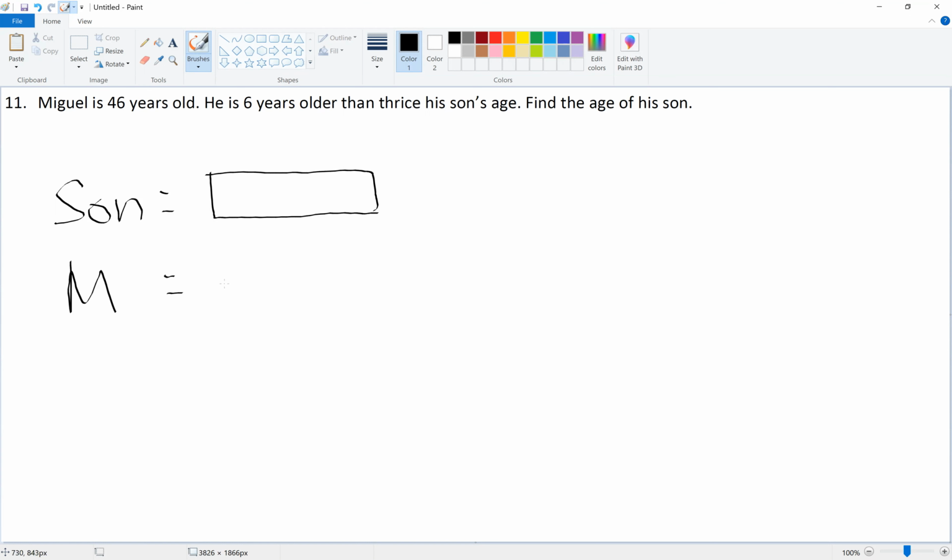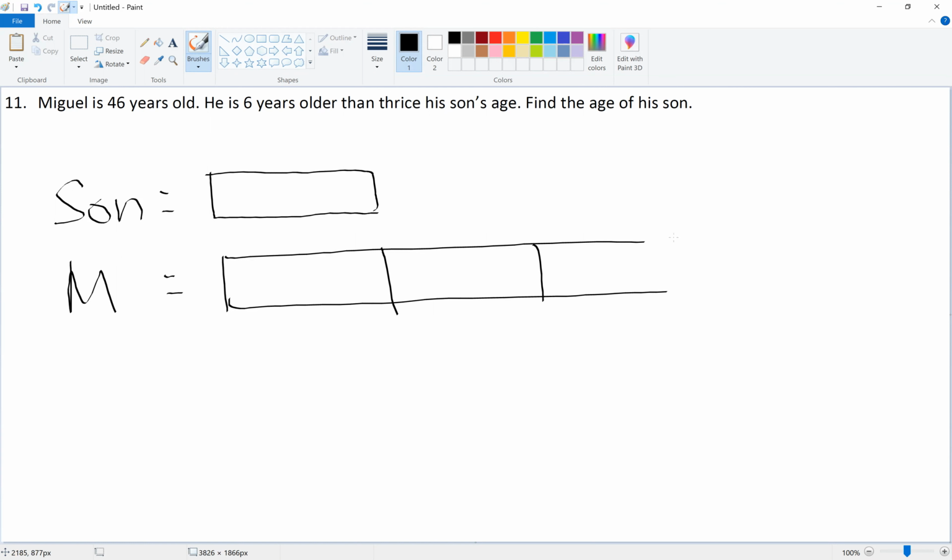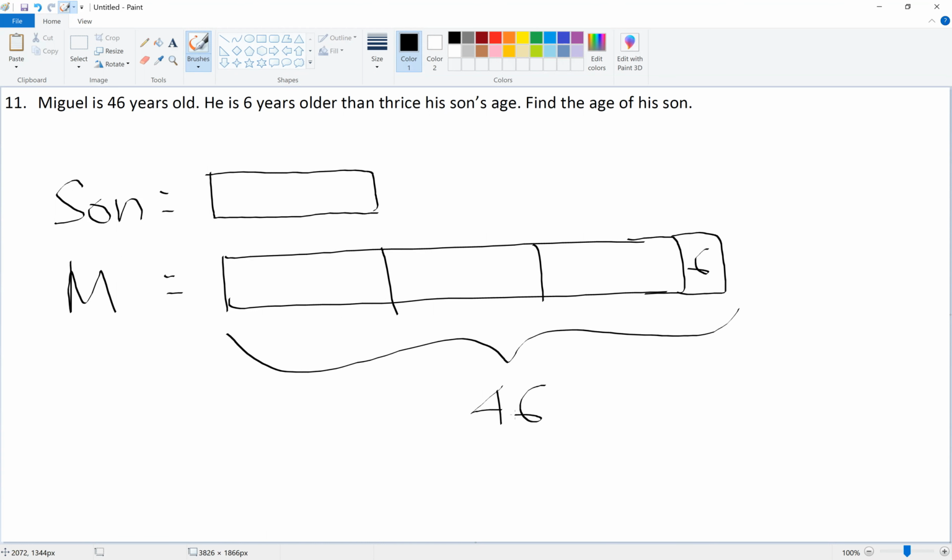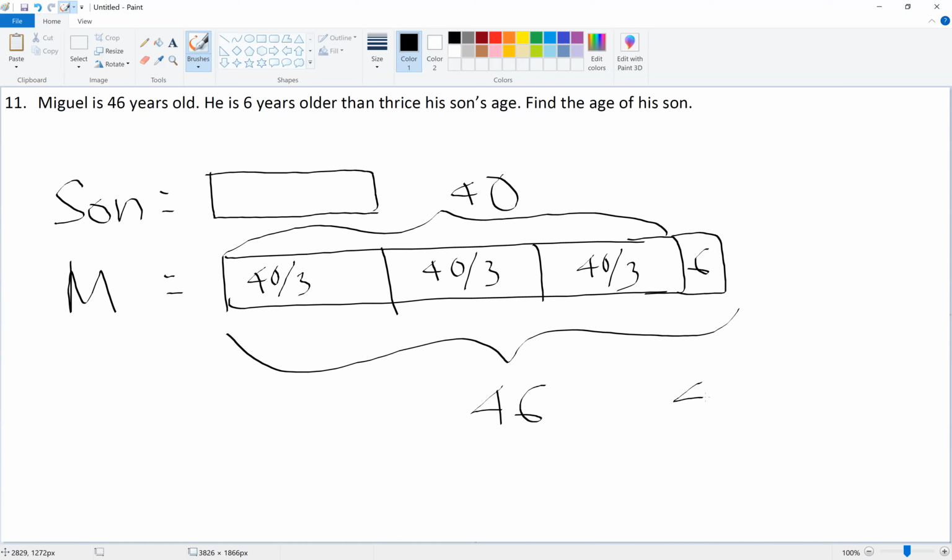Let me find that answer. So it's 13.3 repeated. So this is 40. So that means each block is 40 over 3. That means Miguel's son's age is 40 over 3, which is 13 and 1/3.